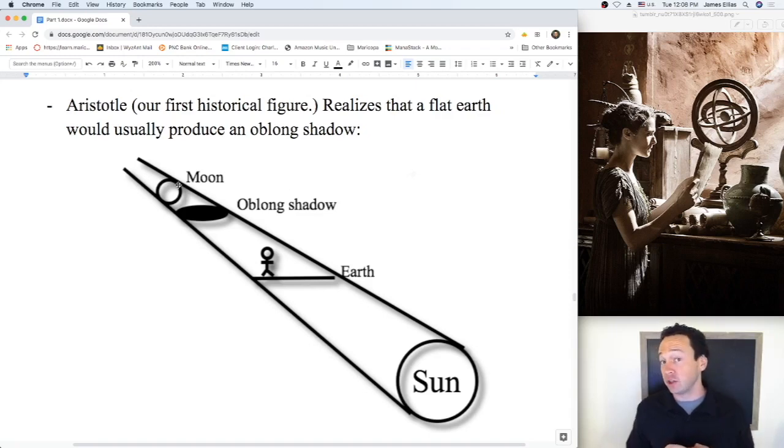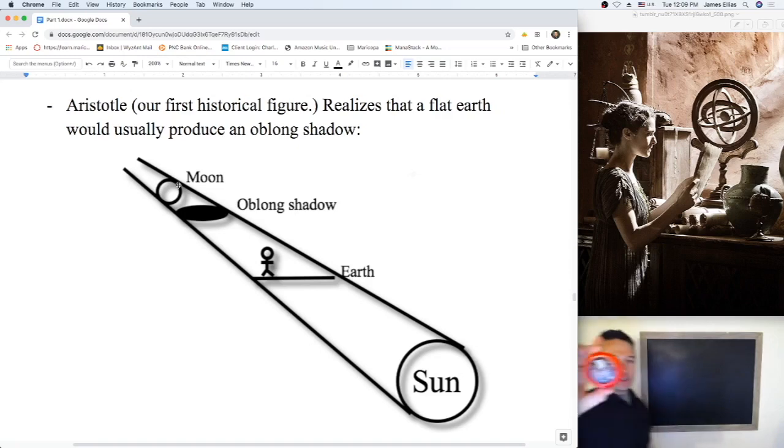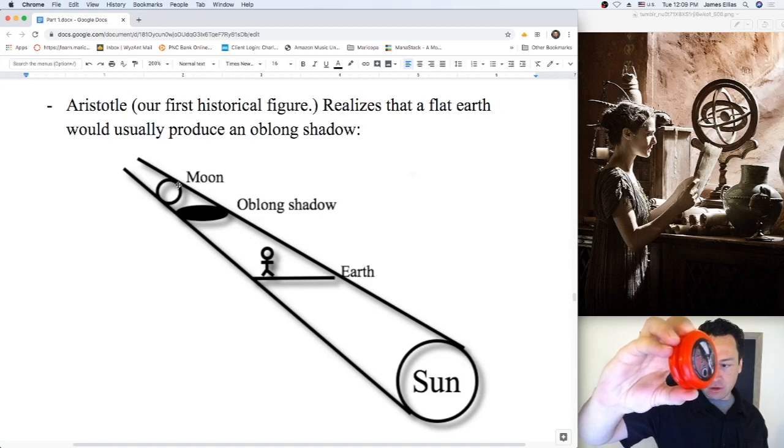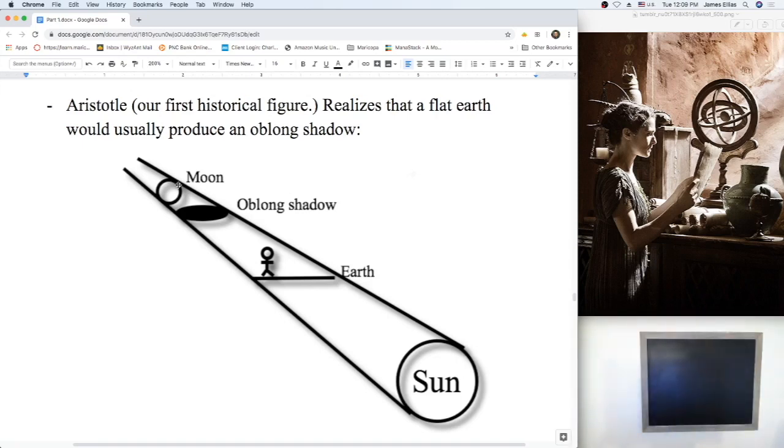It wouldn't produce a circular shadow, because when a disk is looked at from the side, it casts an oblong shadow. Let me demonstrate with a circular object. So I've grabbed a circular object here, but when you look at the circular object from the side, you can see it makes sort of an oval shape if you just consider the shape it makes on the camera.